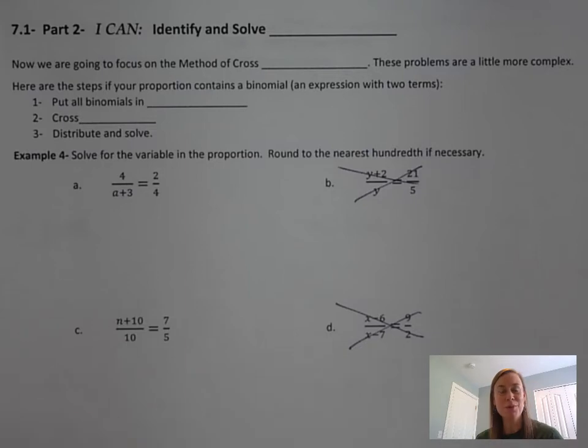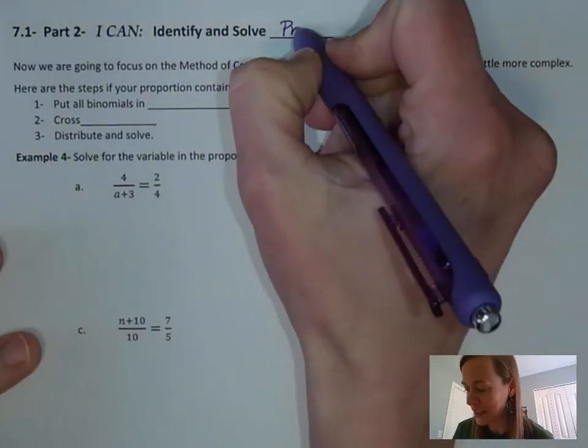Today we're going to be talking about proportions some more. Think of today kind of as proportions level 2. So let's get started. Our I can statement for today is I can identify and solve proportions.